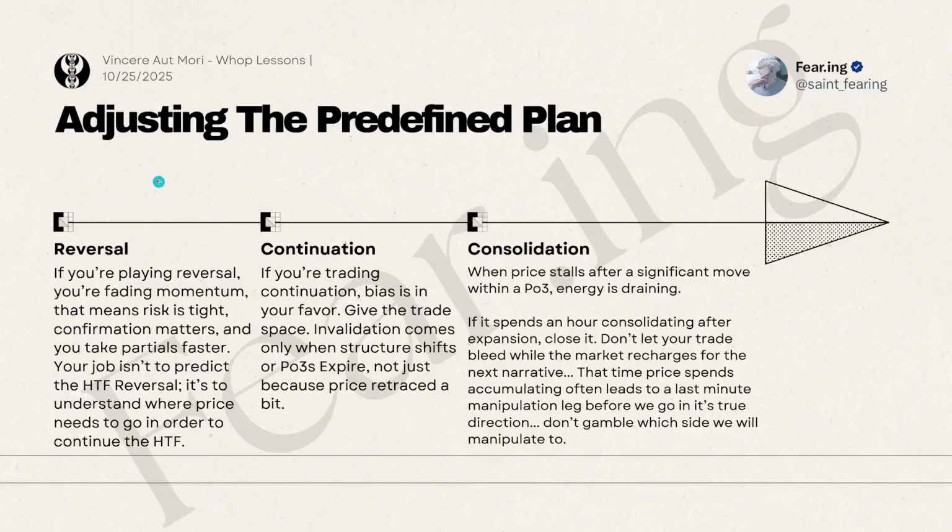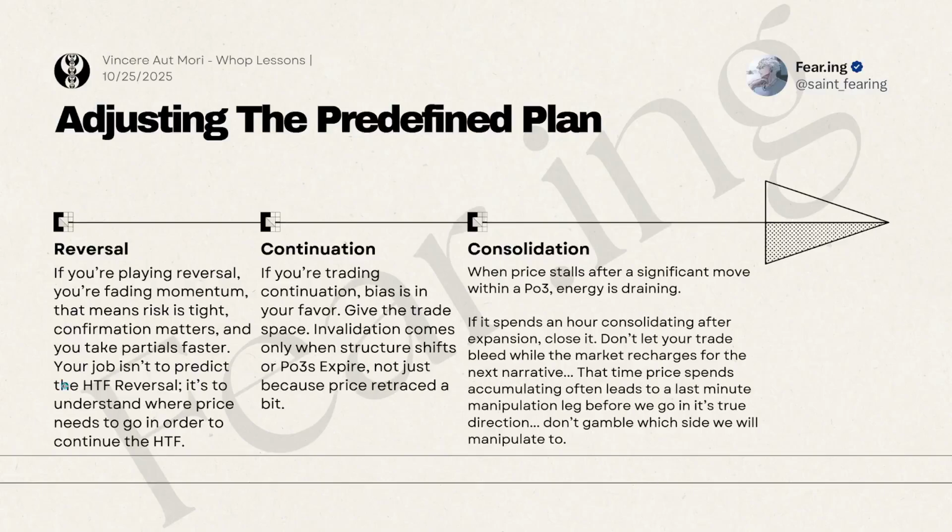If you understand that, and maybe you're shorting all the way down to EQ, potentially trying to anticipate a full reversal, this is where this applies. When you're fading the momentum, that means risk has to be tight, and every single confirmation matters. And you have to take partials, TPs, a lot faster. When it comes to reversal, your job isn't to predict the higher time frame reversal, it's to understand where price needs to go in order to continue the higher time frame.